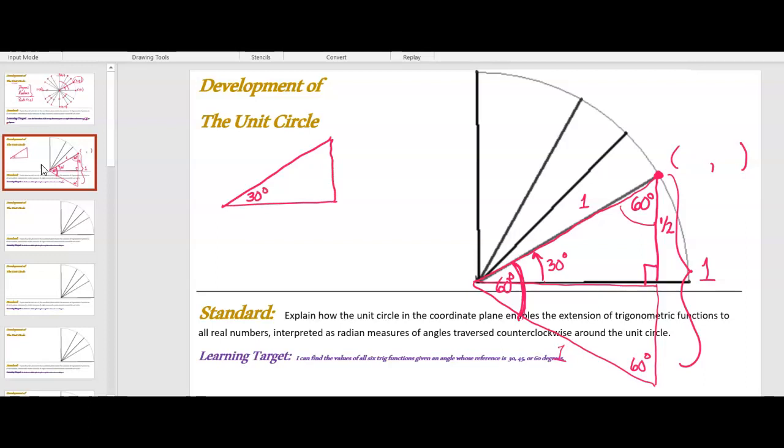30 degrees, 60 degrees. This side is 1. This side is 1/2. So if I'm going to find this point on the unit circle, I need to find the x value, which takes me to the right, and the y value, which takes me up. So I already have the y value of the point. Okay, so always and forever, I need you guys to know this will never change.